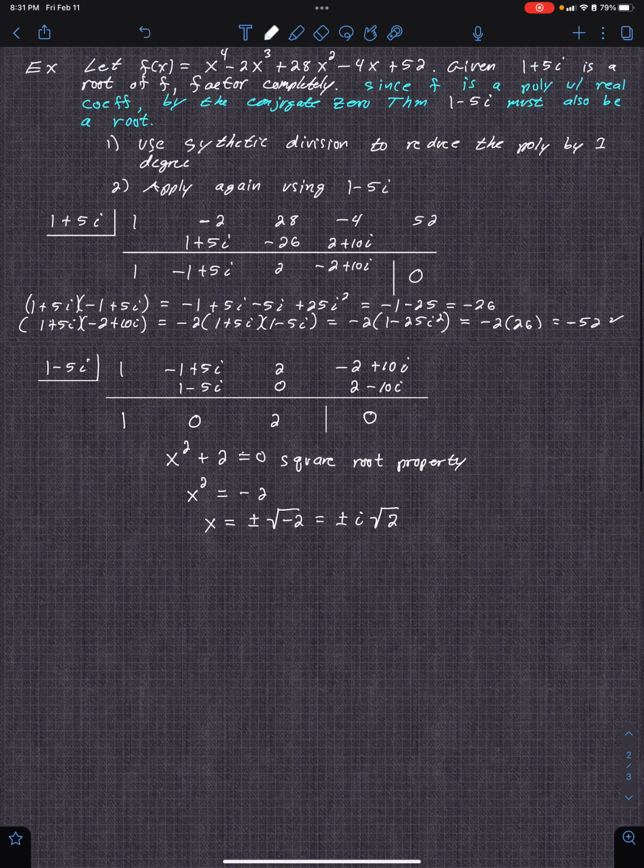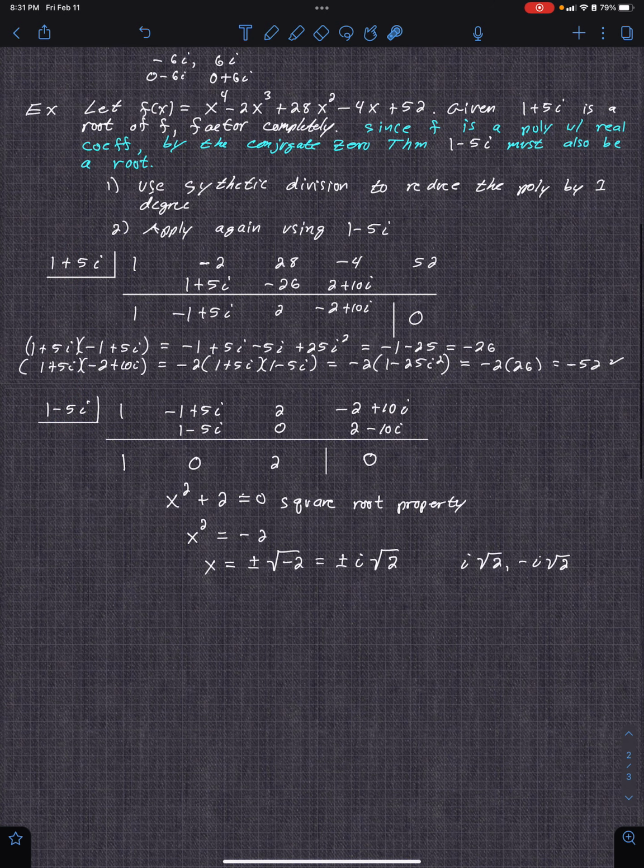So let's count the roots. I think we're done, right? So 1, 2. So the roots are, of course, i root 2 and negative i root 2. So now you have 1, 2, 3, 4. How many roots does this polynomial have by the fundamental theorem or its corollaries? It must have 4 roots because it matches the degree.